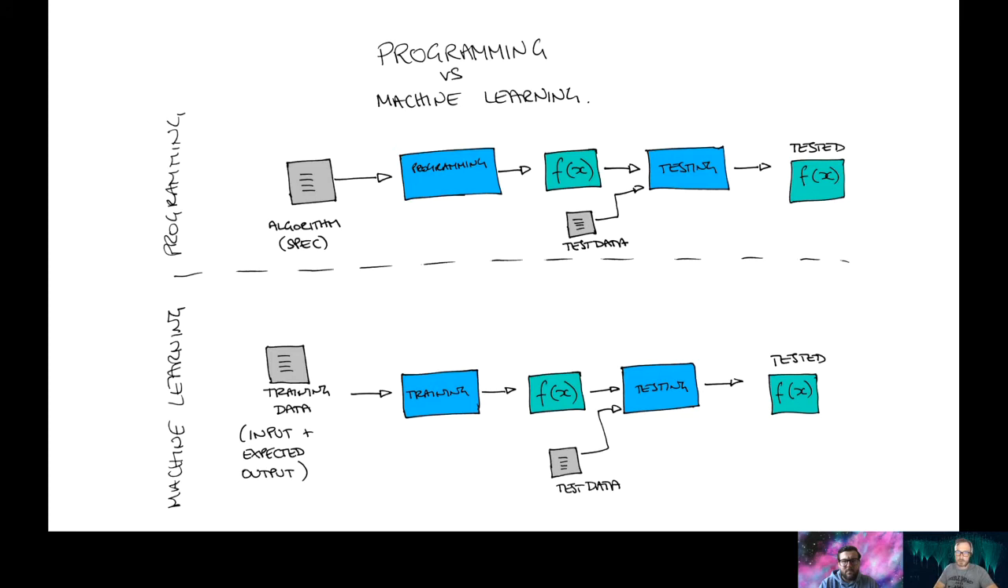So that's how, in traditional programming, you'd create a calculation that took in a bunch of numbers and put some numbers out the other side. Machine learning, what you do in machine learning though, is you take a very different approach. You basically take the data you want to put in and the answer that you want to get, and that's called training data.